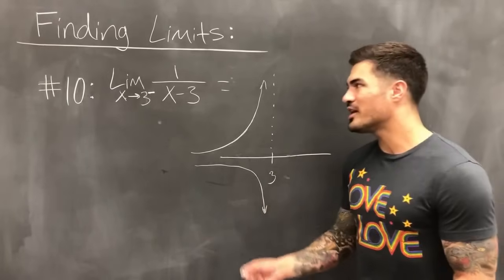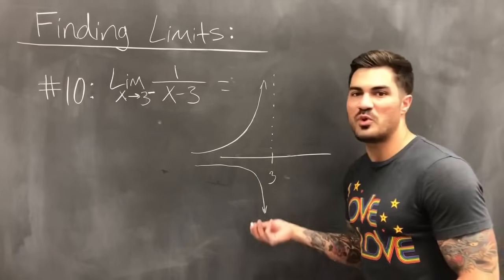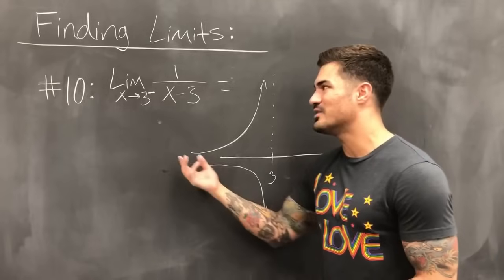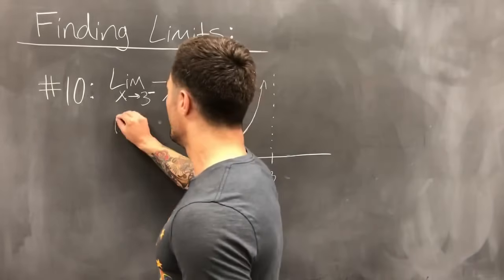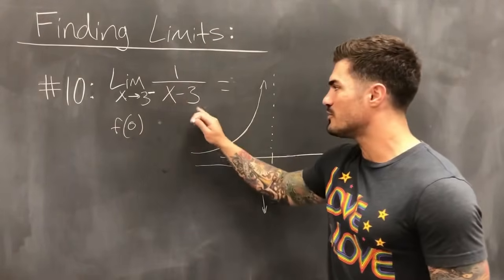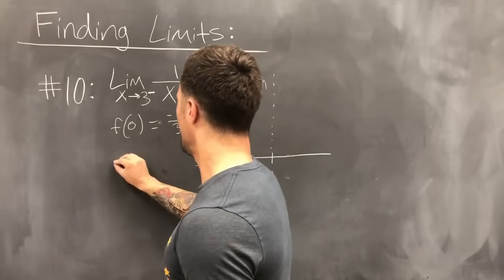So how do I find out? Well, I can just plug in some numbers. I can plug in 0, 1, 2, and 2.5 or something like that and see what's happening to the y values as my x values get closer and closer to 3 from the left. So I'm going to go ahead and do that. Let's see. f of 0. So what happens when I plug 0 into this function? I get 1 over 0 minus 3. That's negative 1/3.